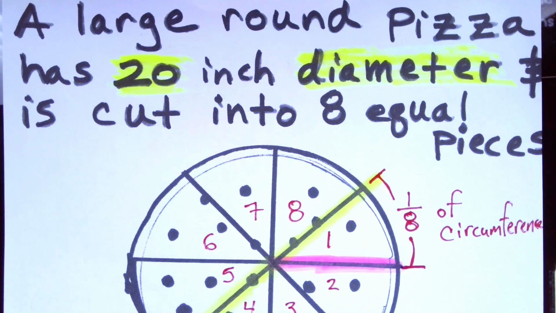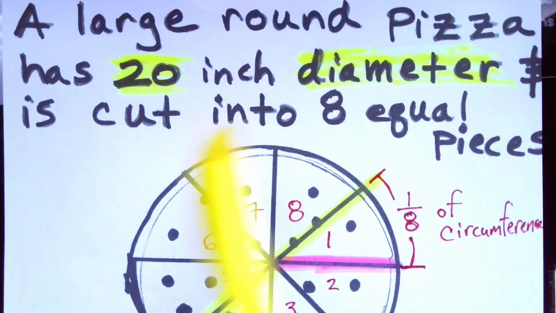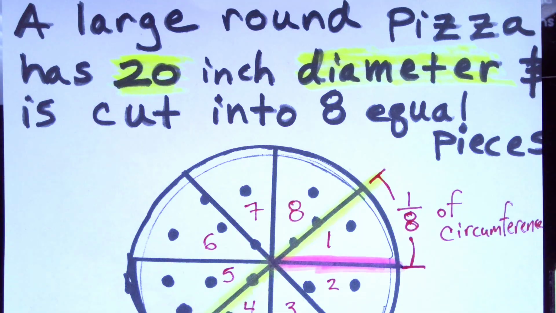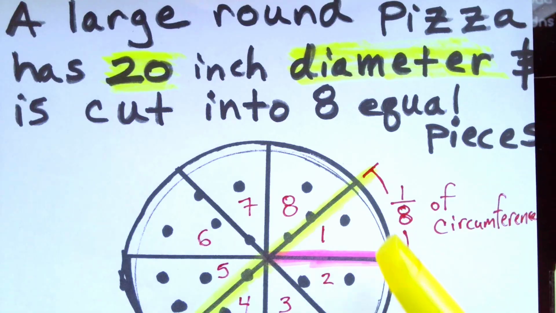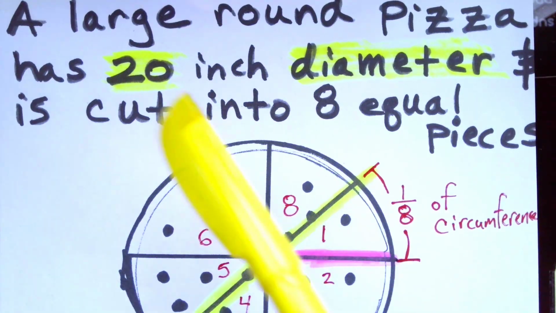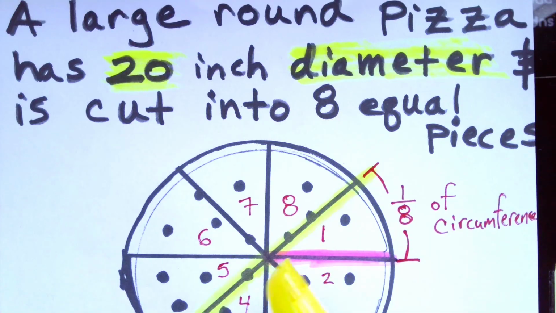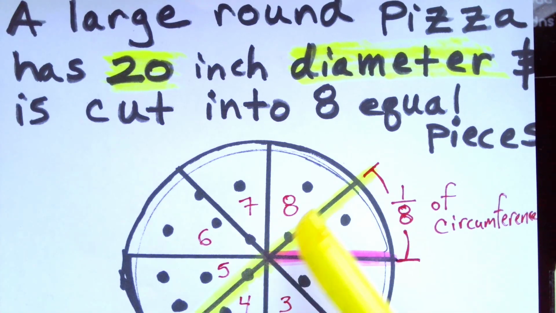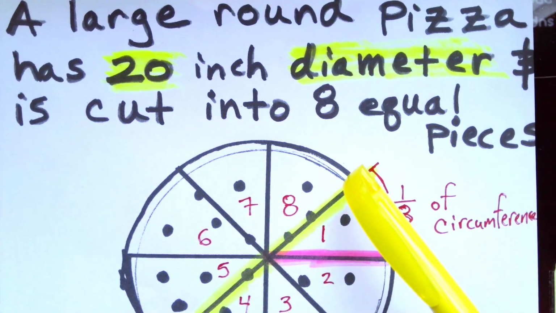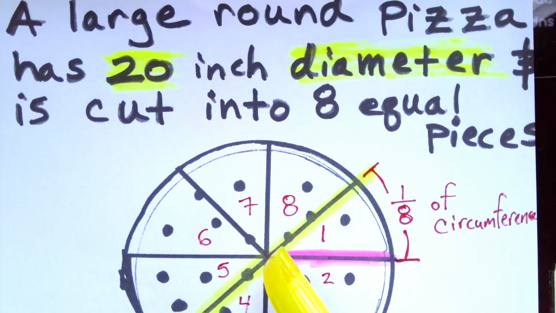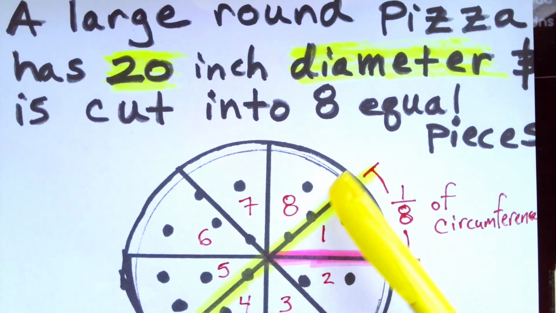So as you can see here, a large round pizza has a 20-inch diameter and is cut into 8 equal slices. You can see here we have a pizza pie, right? We have the radius highlighted here in pink, which is exactly 1/2 the diameter. Now if the diameter is 20 inches, then this side, the radius, from the center out, is exactly 1/2 the diameter, or half of 20 is 10.